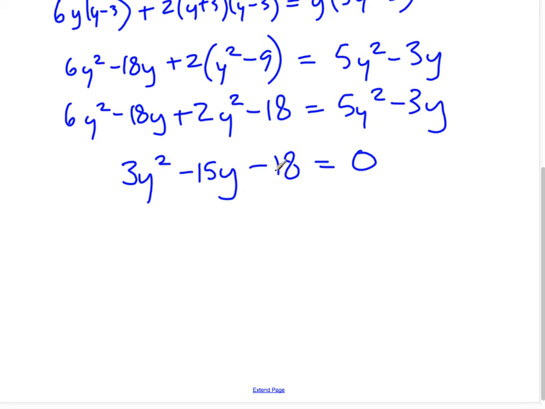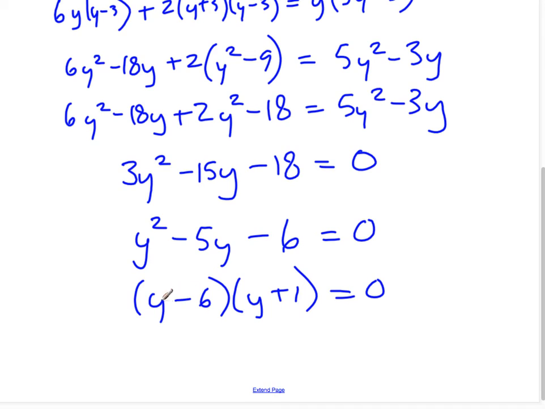First thing I see is that they're each divisible by 3. So let's just divide every term by 3. So it'll be y squared minus 5y minus 6, is that right? Yep, equals 0 divided by 3, which is still 0. Notice you can just divide every term, as long as there's a 0 there, rather than factoring it out front. That works fine.